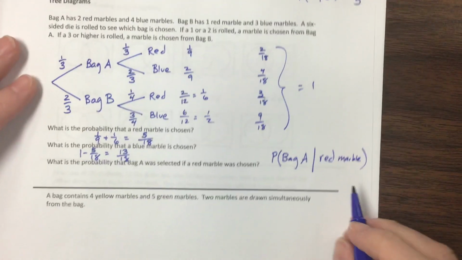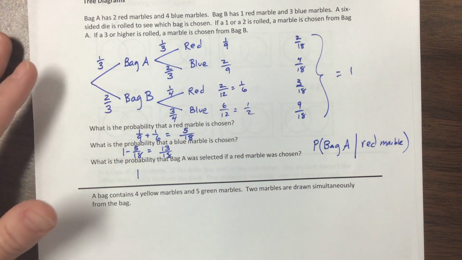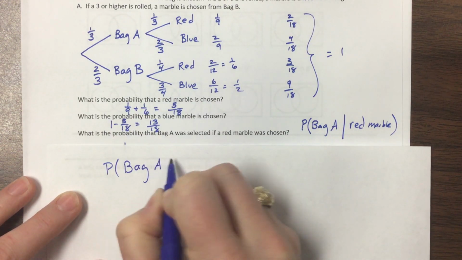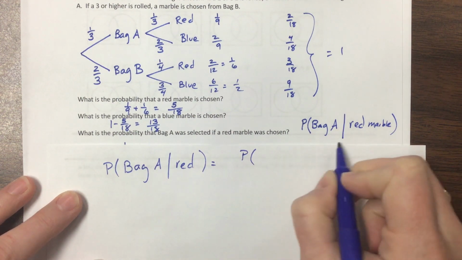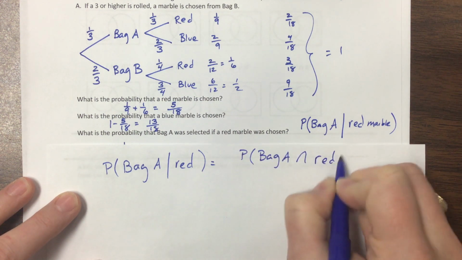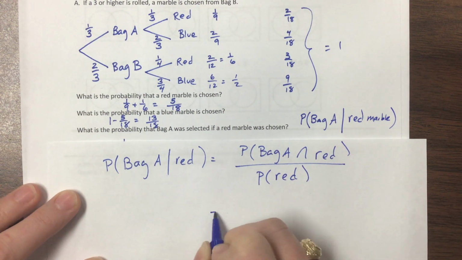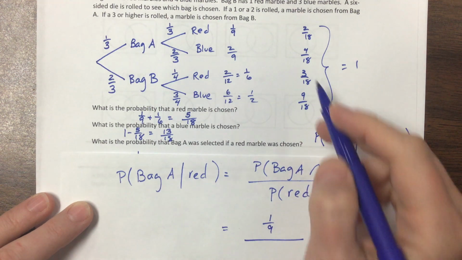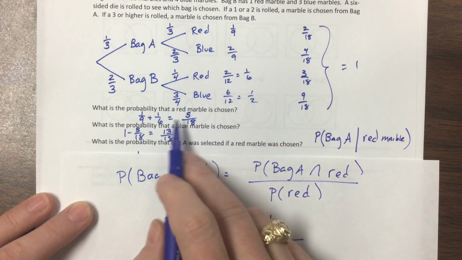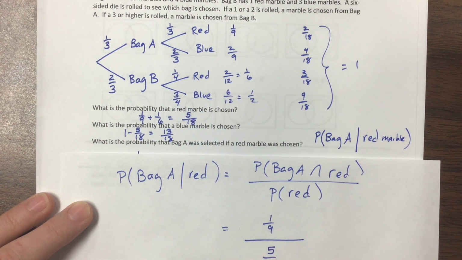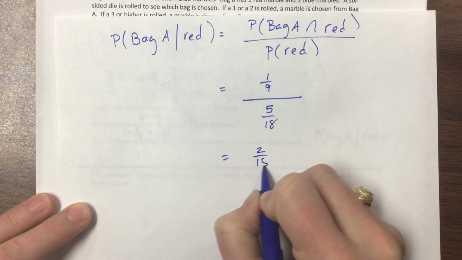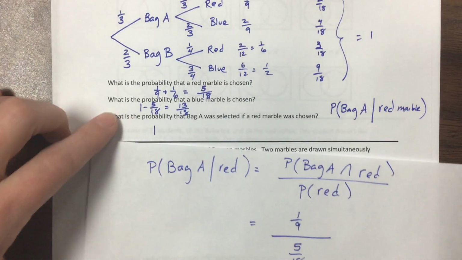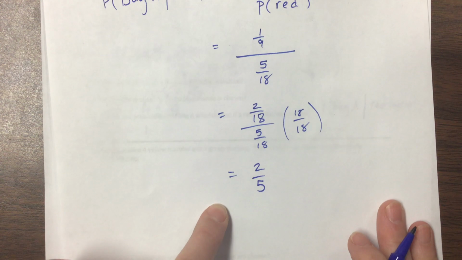So in this particular problem, we're saying, you know what, I need more paper. The probability of bag A given a red would be equal to the probability of their intersection, bag A intersect red, divided by the probability of red. The probability of their intersection, bag A and red, is 1/9. The probability of red in general, we said, is 2/18 plus 3/18, which is 5/18. Oh, it's right here also. So this is 2/18 divided by 5/18. If I multiply by 18 over 18, that gives me 2/5. So the answer to this last question, what is the probability that bag A was selected if a red marble was chosen, is 2/5, or we could say 40%.